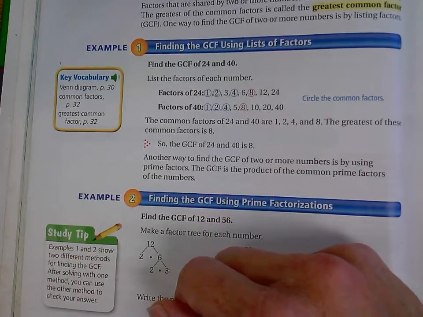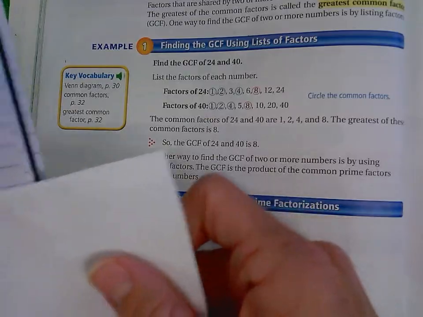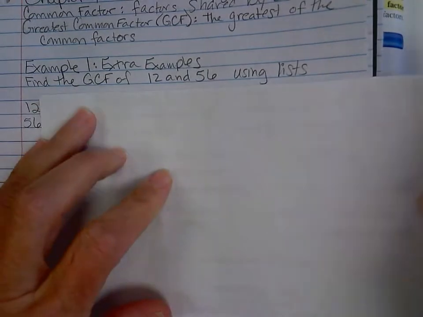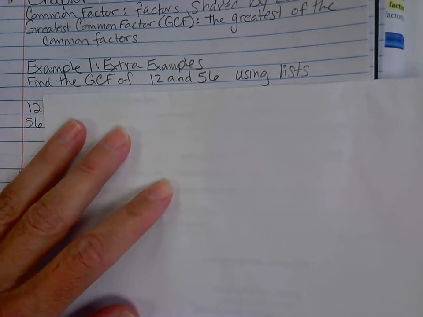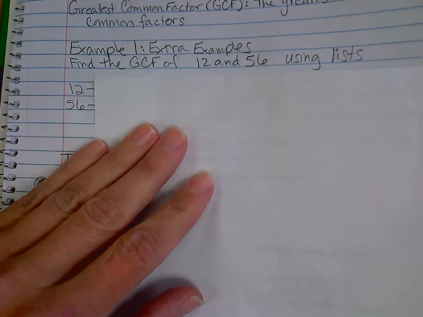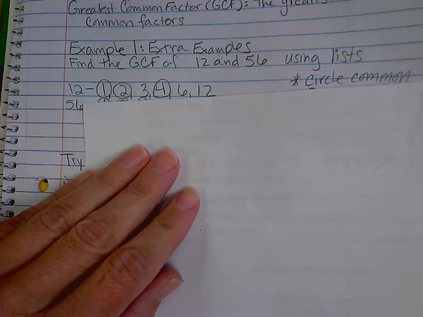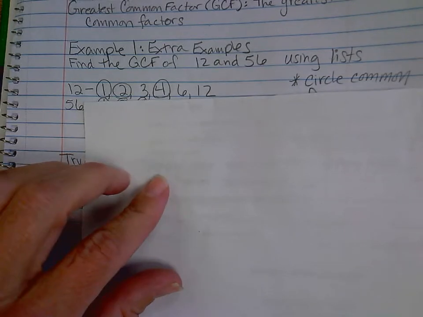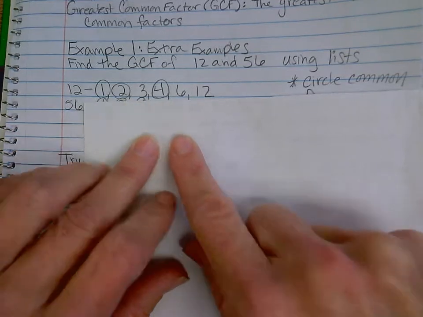I have a couple of examples. If you could try to find the greatest common factor of 12 and 56 using these lists. First thing I'm going to do is write down all of the factors of 12. 1, 2, 3, 4, 6, and 12. 1 and 12, 2 and 6, and 3 and 4.